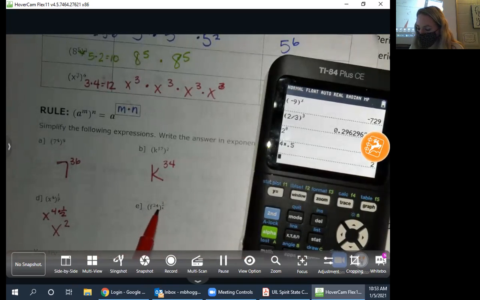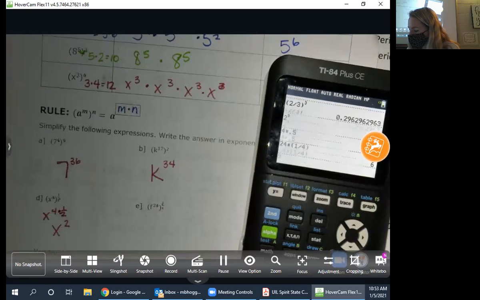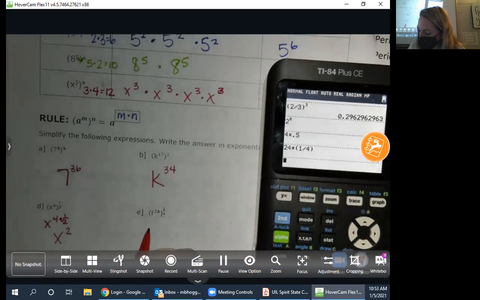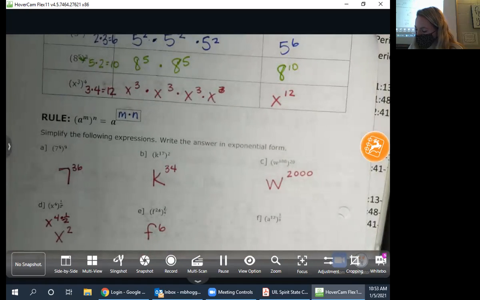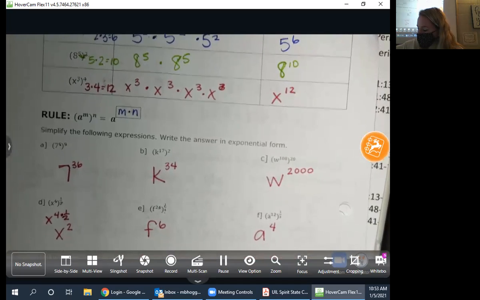The same thing with fractions. You just multiply them. 24 times 1/4. 24, you could do it times 0.25, or you could say times 1 divided by 4. That's a 6. So it's f to the 6th. What would be the last one? Yes, a to the 4th, because 12 times 1/3 is 4.